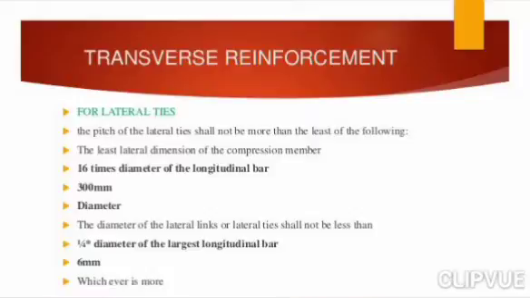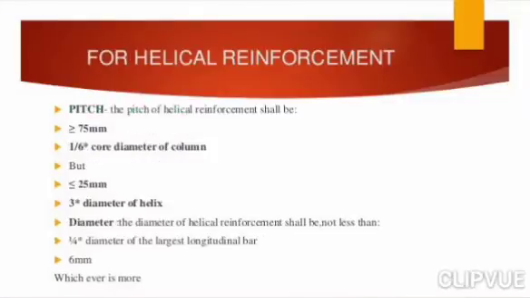Transverse reinforcement. For lateral ties, the pitch of the lateral ties shall not be more than the least of the following: the least lateral dimension of the compression member, 16 times the diameter of the longitudinal bar, and 300 mm. The diameter of the lateral links or lateral ties shall not be less than 1/4 the diameter of the largest longitudinal bar, or 6 mm, whichever is more.